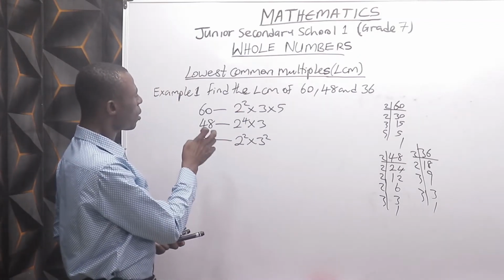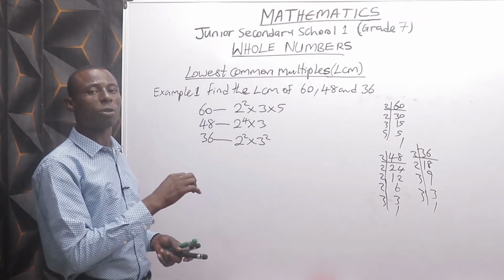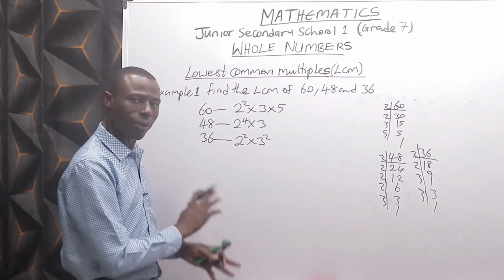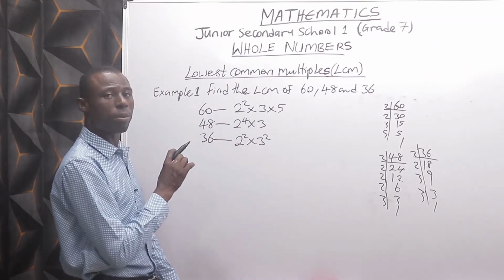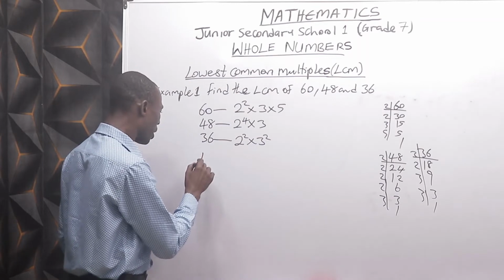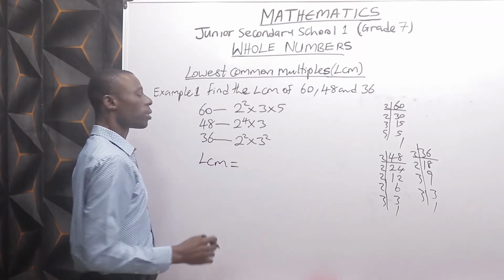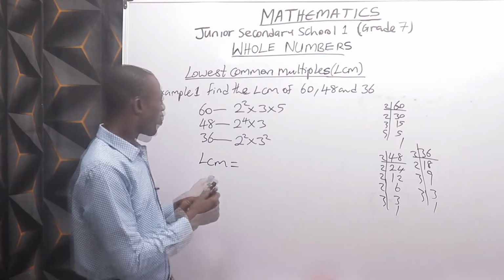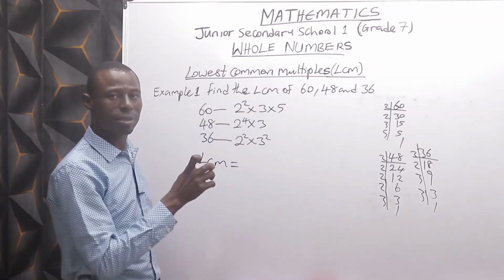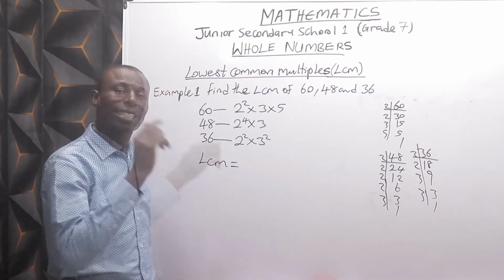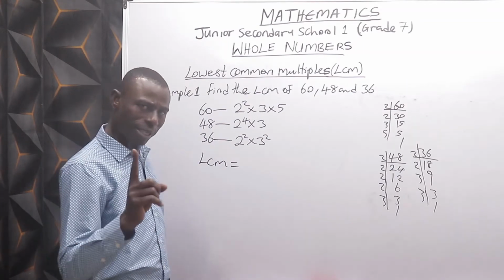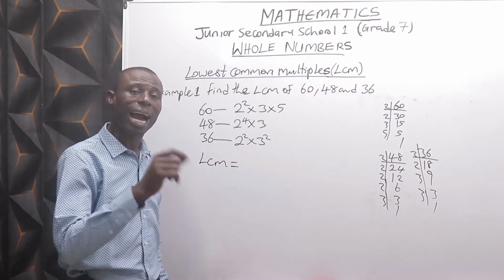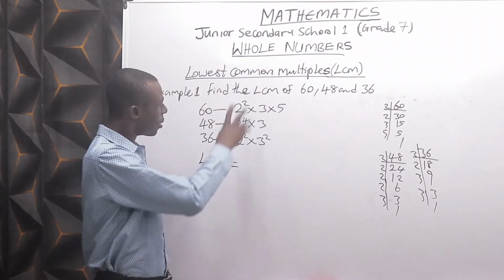Anytime you want to find the LCM using the product of prime factors method, see what to do. You don't have to do anything after expressing each of them as a product of their prime factors. You write LCM equals, what do we pick? We pick every factor present in their highest power. Listen again. Every factor present, we pick them in their highest power across the 3 numbers.